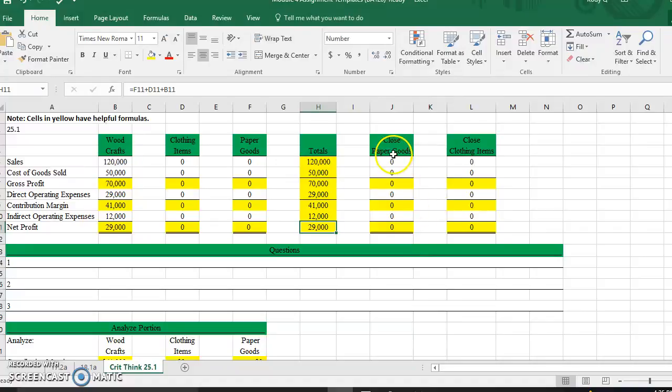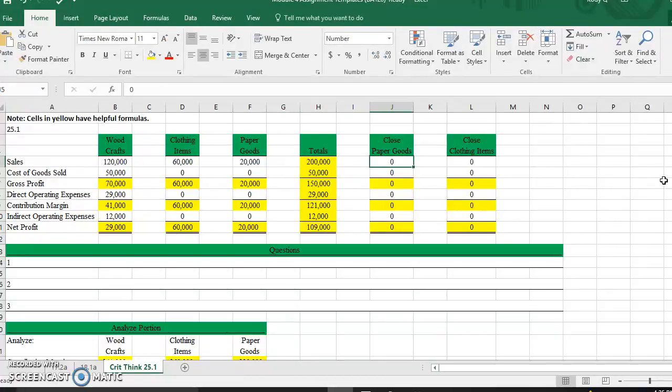Now you've got to go through and figure out, you're going to close the paper goods. So once you've entered all this, let's just go through and enter the profit here. You're going to make $60,000 in sales from clothing, and then in paper goods you have $20,000. So your total sales is $200,000.